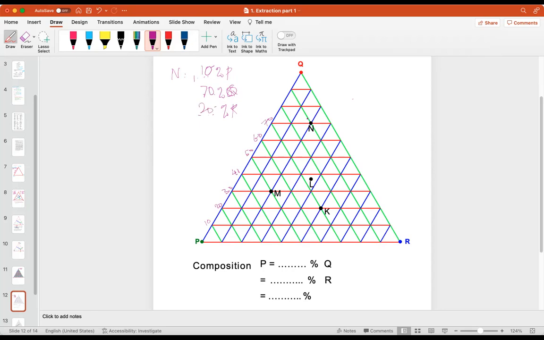Okay, if you don't believe that it is 20%, you can try to check with the R. Look at the blue one. So from the base, maybe from here, I'm going to write it. This is 0%, this is 10%, that's 20%, and look, it is on the same line, so it is 20% of R.